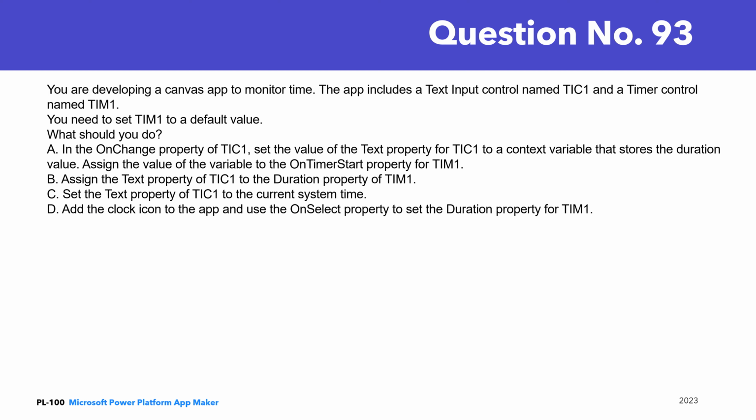You are developing a Canvas app to monitor time. The app includes a text input control named Take1 and a timer control named Tim1. You need to set Tim1 to a default value. What should you do?